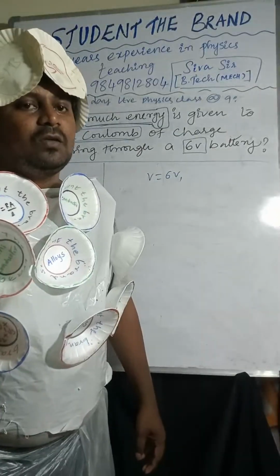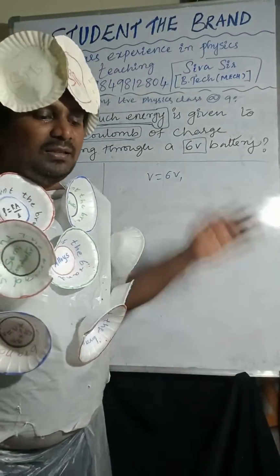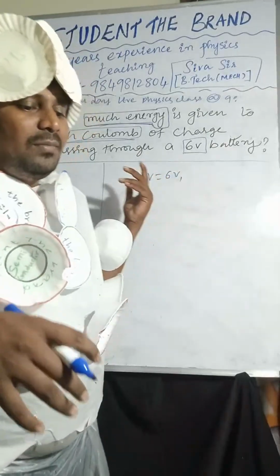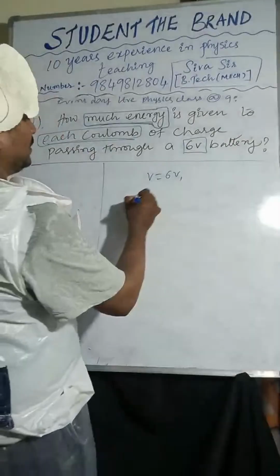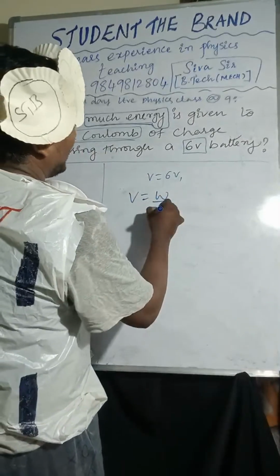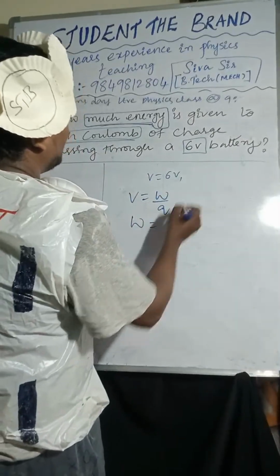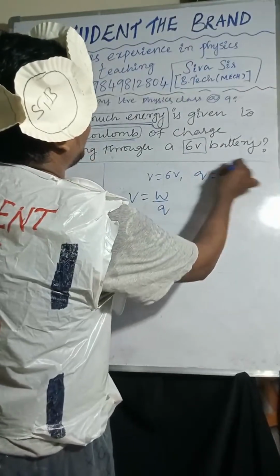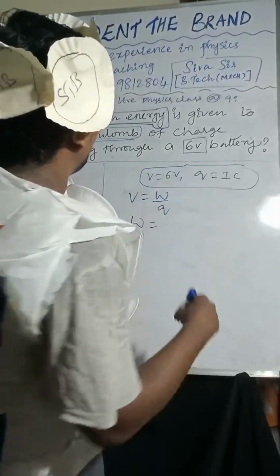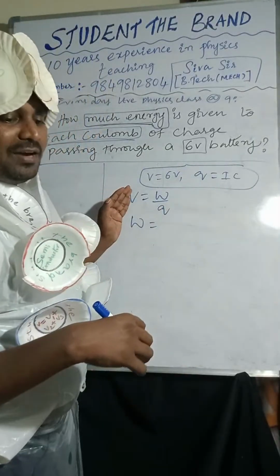V equal to W by Q. So in this case, we only have to use the formula V equal to W by Q. Here we need to find out the work. Potential difference is given. Q is given as 1 coulomb. Now the work done we have to find out.